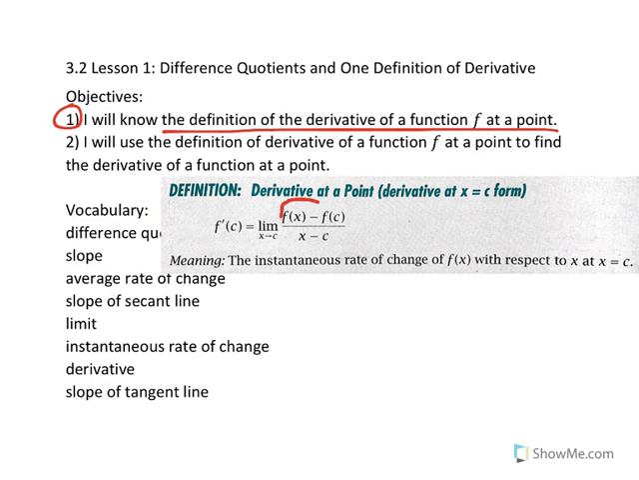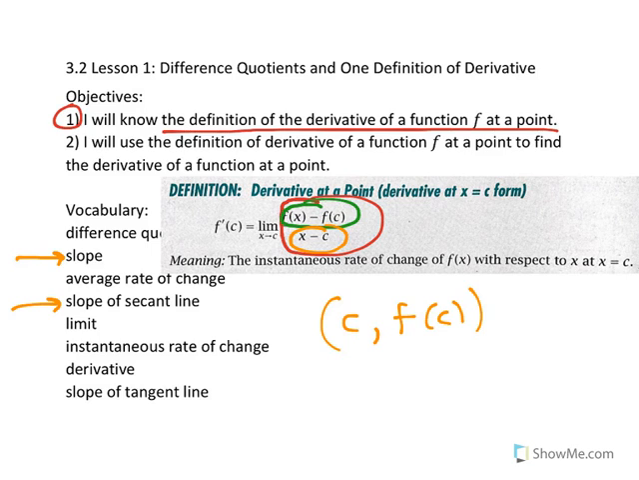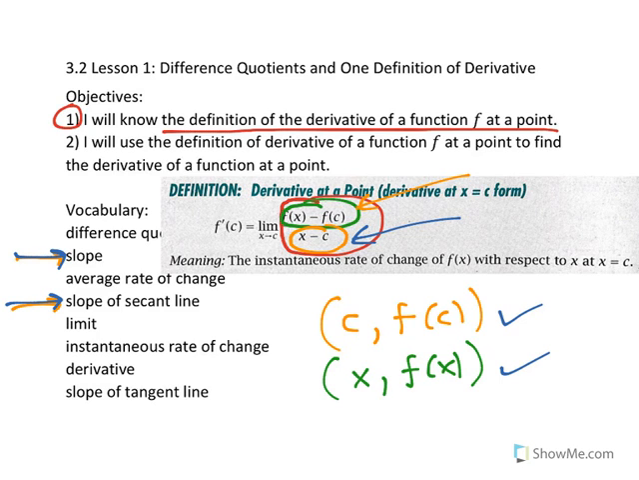Also, for you to understand is that this difference quotient is really taking a change in output values divided by a change in input values for the function f. So it's actually giving you the slope of a secant line passing through the 2 points c, f of c, and x, f of x. So you have a change in y divided by a change in x, giving you the slope of a secant line passing through these 2 points.